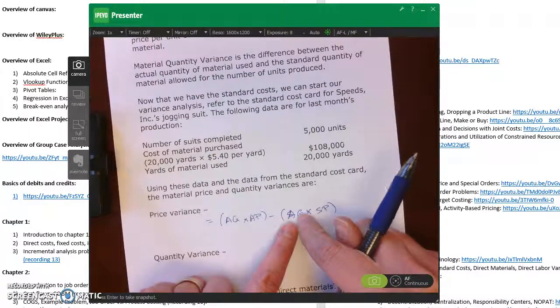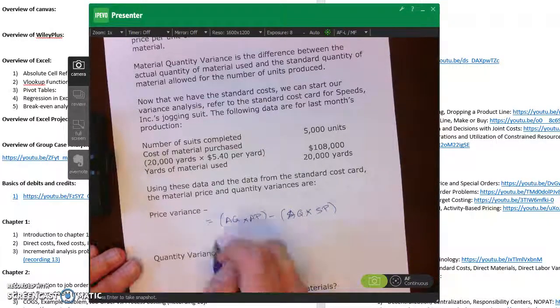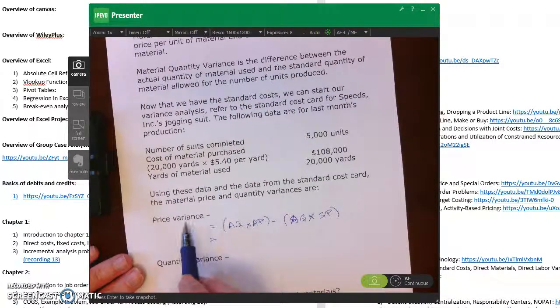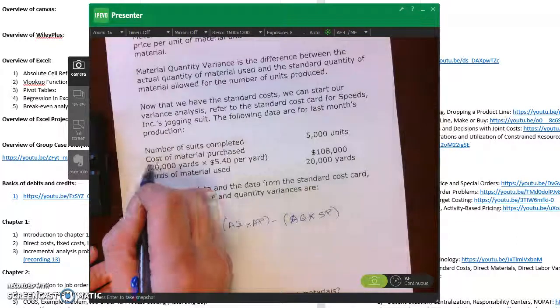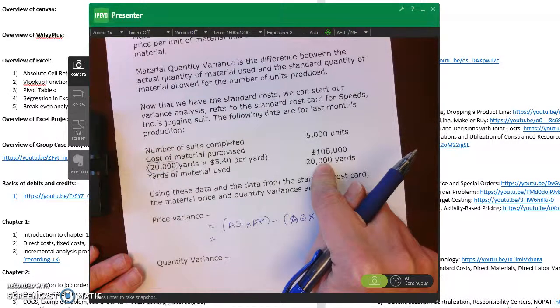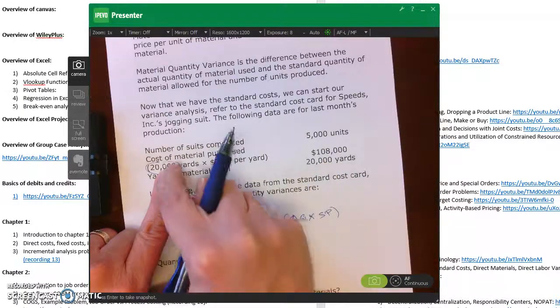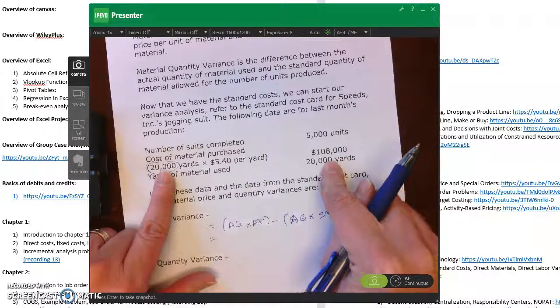So that's why you want to multiply it times the actual quantity to get it in terms of total. Okay? So with our price variance, we're talking about how much you purchased. So you bought 20,000 yards. You also happen to use 20,000 yards, but as I said earlier in the first lecture video, these two numbers do not have to be the same. You could buy 30,000 yards and only use 20,000 yards.